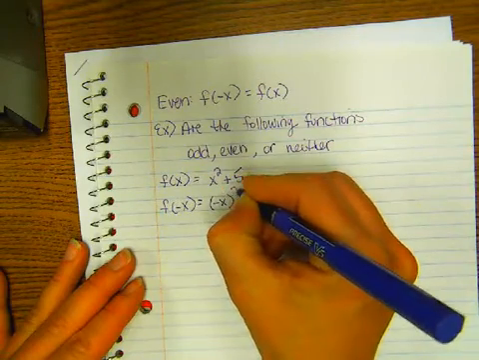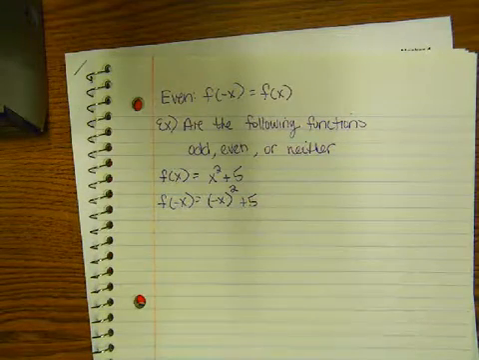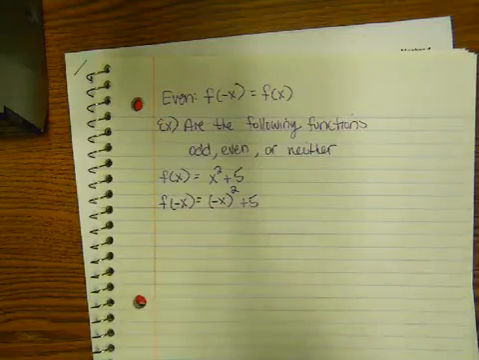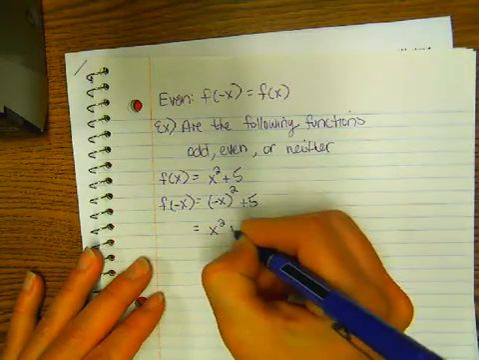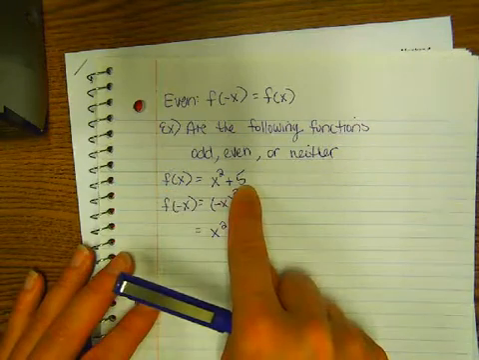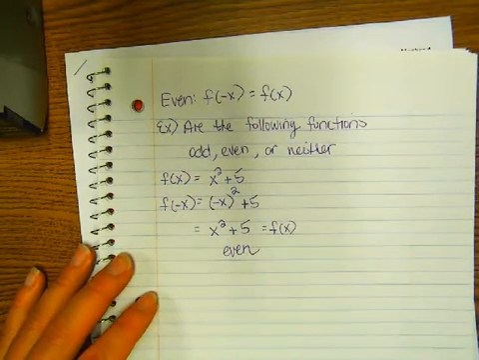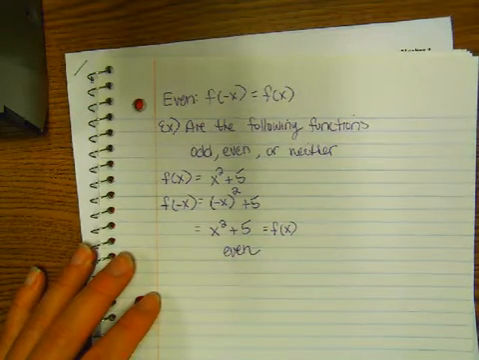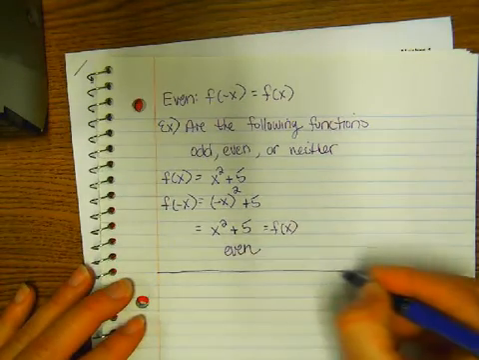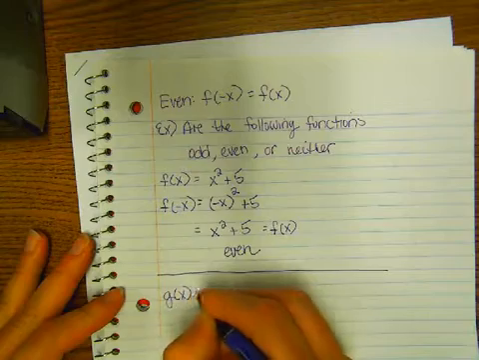If I replaced x with negative x, wouldn't it be negative x, parentheses, squared plus 5? What happens when we square negative x? Okay, so then it goes, I'm going to write, equals x squared plus 5. Didn't I just show when I put negative x in, I got the same thing as f of x? I just showed that this is even. Cool. So I'm thinking parabolas are even.